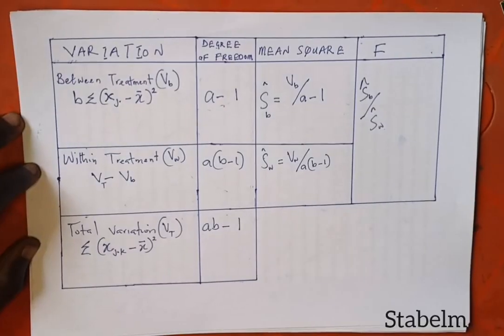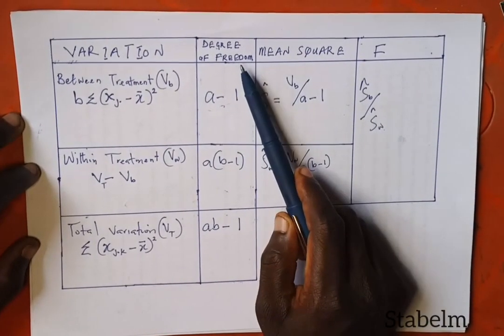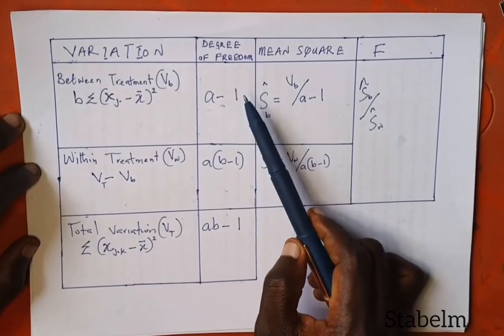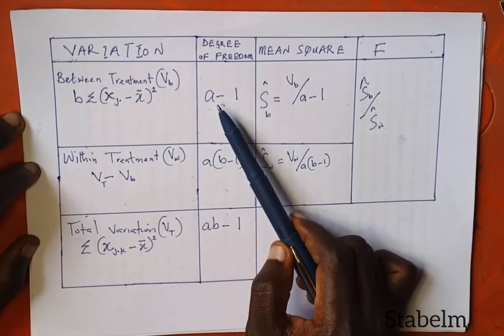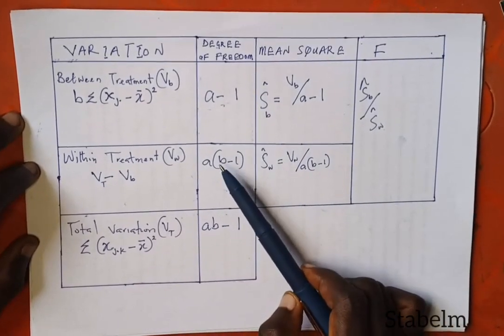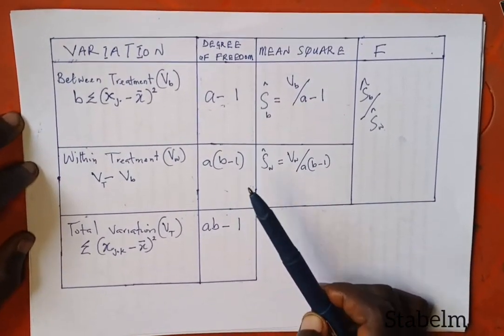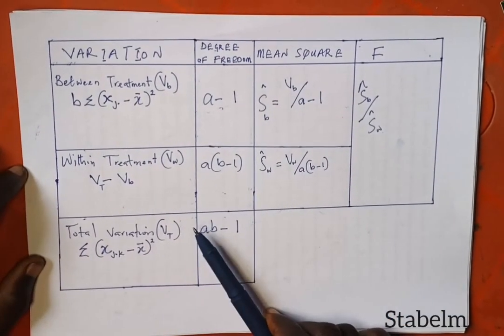Now, the second column here is talking about the degrees of freedom. The degrees of freedom for between treatment, we have A minus 1. That is the degrees of freedom, A minus 1. Our A stands for the total number of treatments. Here, so we have A(B minus 1), whereby B stands for the number of observations in each treatment. Now, for total variation, we have AB minus 1.